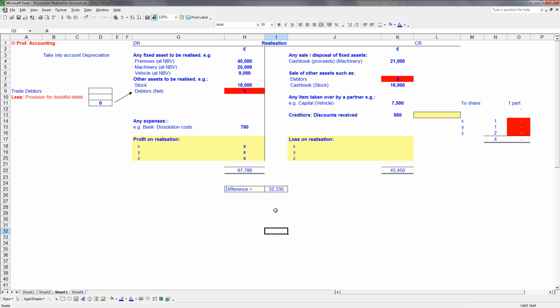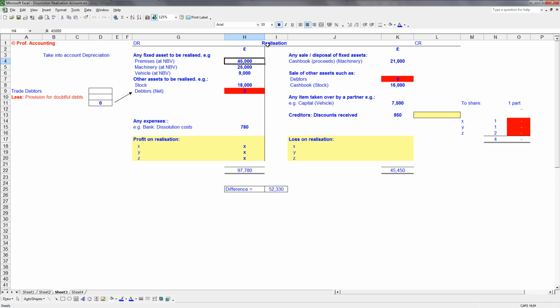So take a note of what I've got here. This is a realisation account which I've completed with some typical entries, quite a lot of entries that you may have. You probably wouldn't have as many as this, but I want to go through each individual item and mention these. I've already got numbers in there. I'll explain them shortly. So first of all, let's just think about this as a ledger.